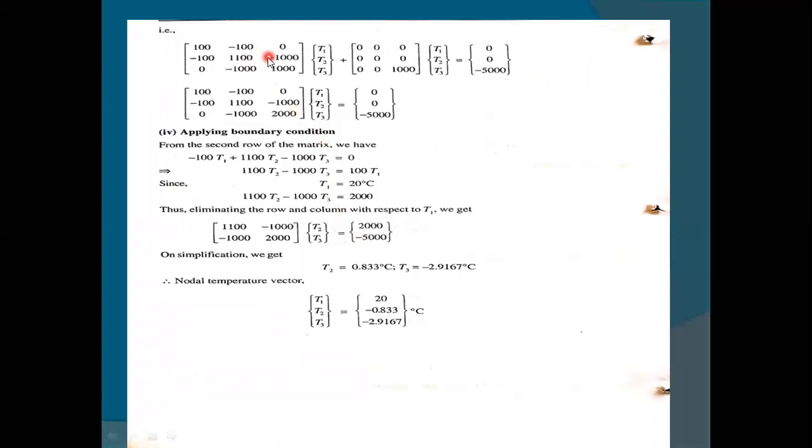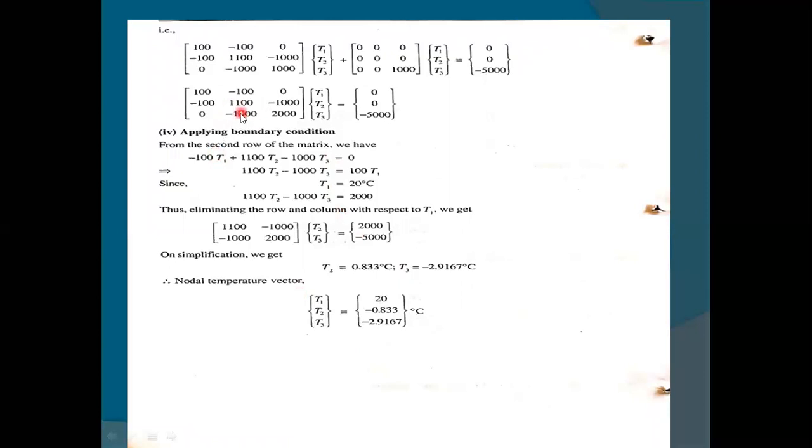Now we are going to add this K matrix and this K matrix, giving the total K matrix times T1, T2, T3 equal to the force matrix. Here we have only a 2 by 2 matrix, but the global one is 3 by 3, so we write the remaining entries as 0 in this K matrix. Then we add this matrix and this matrix, and we get the total global stiffness matrix. Therefore, K times T equals F. This is the force matrix.